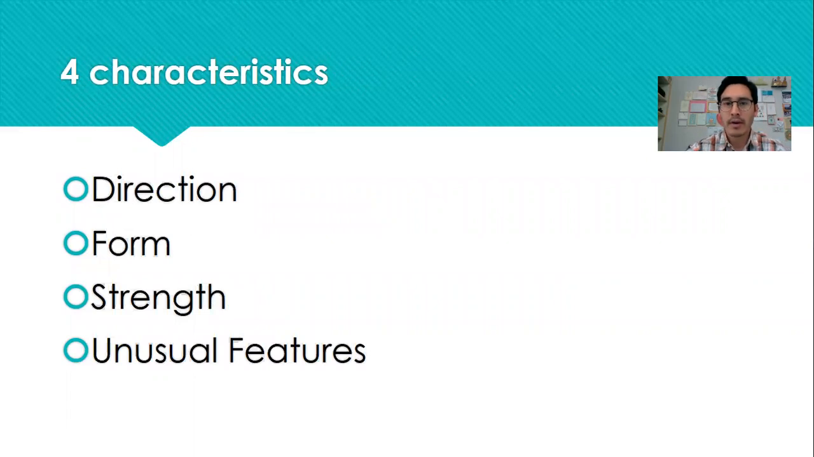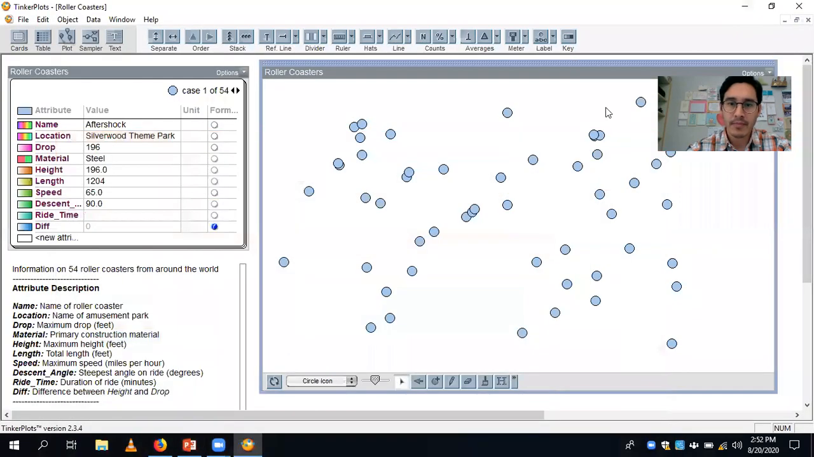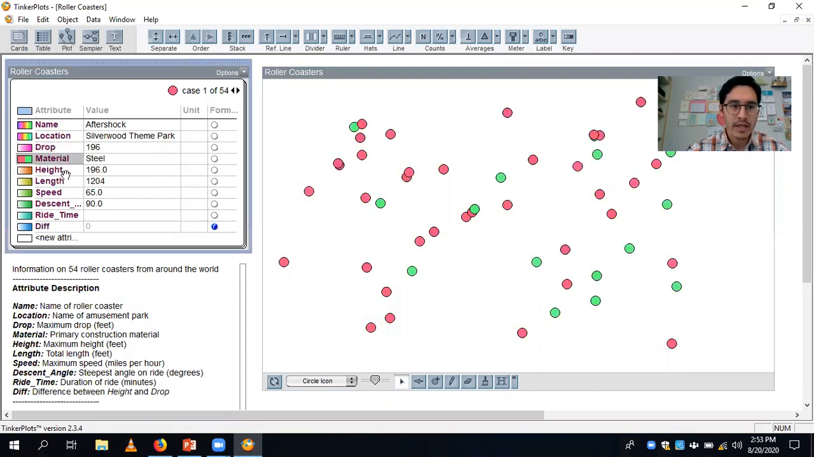Okay. So actually, before I talk about the four characteristics, let's just look at a scatter plot. So here we have a data set about roller coasters, and we have a lot of different variables that were measured. The drop distance, the material, the height, the length, the speed. I think this is like descent angle, right? Okay. So, you know, I might be interested in how the height of the roller coaster is related to its speed, right? One might think, you know, the taller it is, the faster it goes, right? So let's just look at height.